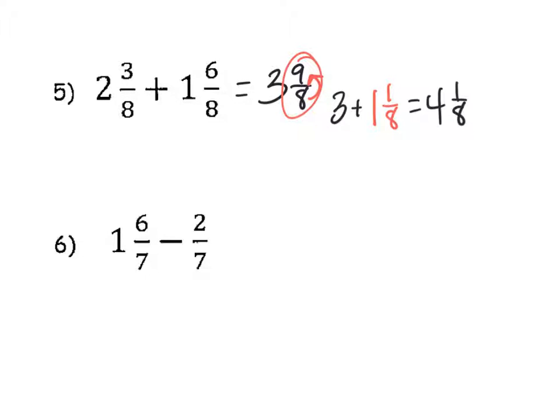Let's, on number 6, let's do the fractions first. 6/7 take away 2/7 is how many 7s? 4/7. And then this 1 minus, well, it's just going to stay in the answer, a 1. 1 and 4/7.